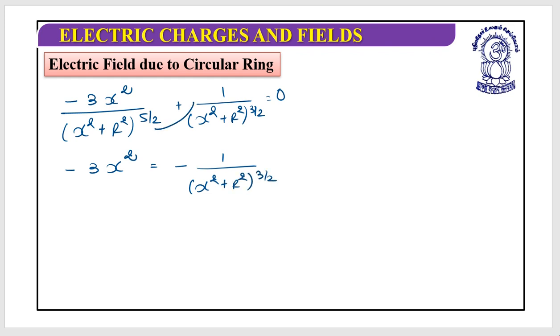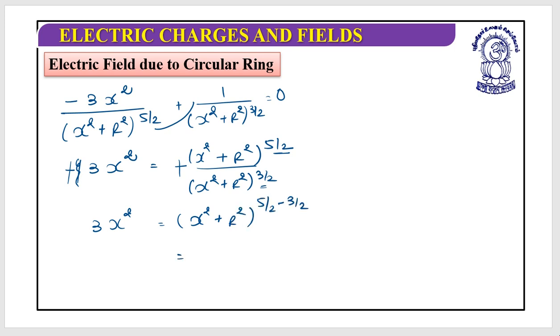Always I multiply this term on the next side, so that should be (x square plus r square) to the power 5 by 2. This minus minus gone. So the things that remain would be 3x square, and that should be equals to, here the term is 5 by 2, here this is 3 by 2. So this is (x square plus r square) to the power 5 by 2 minus 3 by 2. So that becomes 2 by 2, and 2 by 2 means 1. It's (x square plus r square) to the power 1. This is 3x square. Yes.